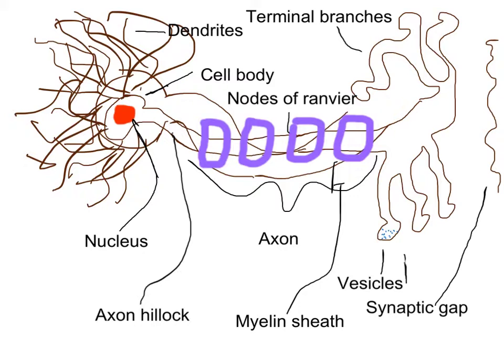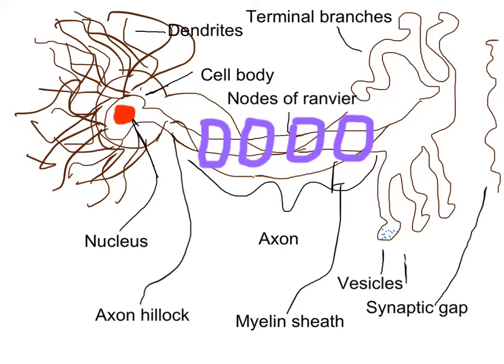Now, the neuron is a nerve cell which receives, processes, and transmits information. There are many different parts to the neuron. One is the cell body, also known as the soma, which keeps the neuron alive and keeps its nucleus intact. As you can see, the nucleus is right in the middle.